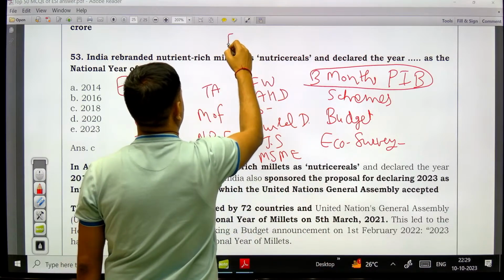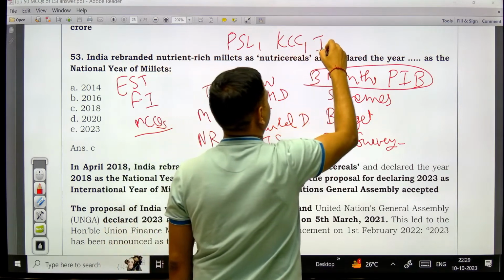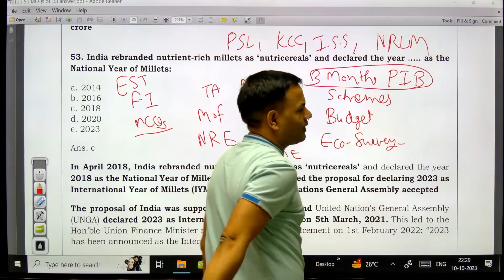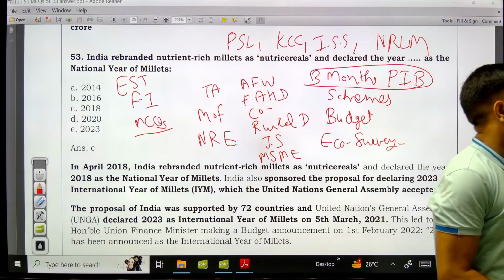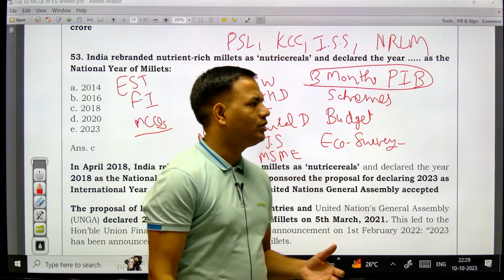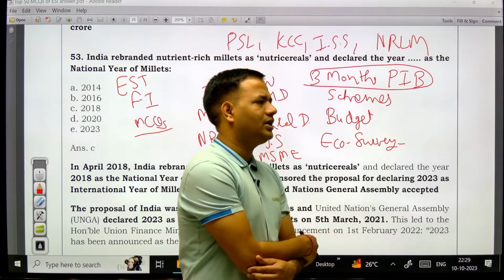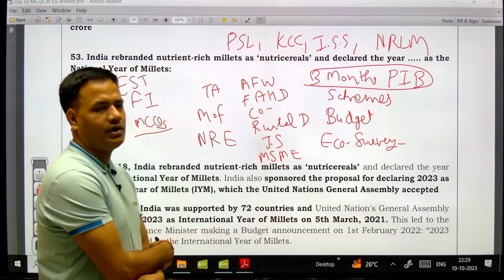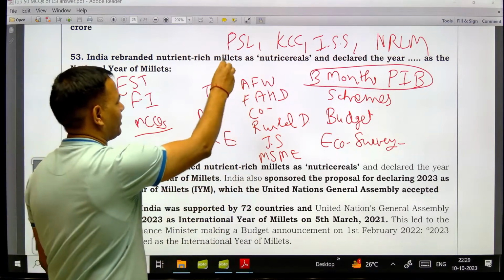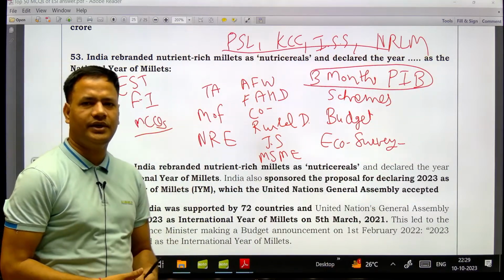Specifically PSL, priority sector lending, Kisan Credit Card, interest subvention scheme, National Rural Livelihood Mission schemes, these are very important topics. The agri-specific PDF we have uploaded in the course, so that you can do. Also do the last 3 months of circulars, important for NABARD. So these topics are very important for this exam, and this is enough for the ESI part.